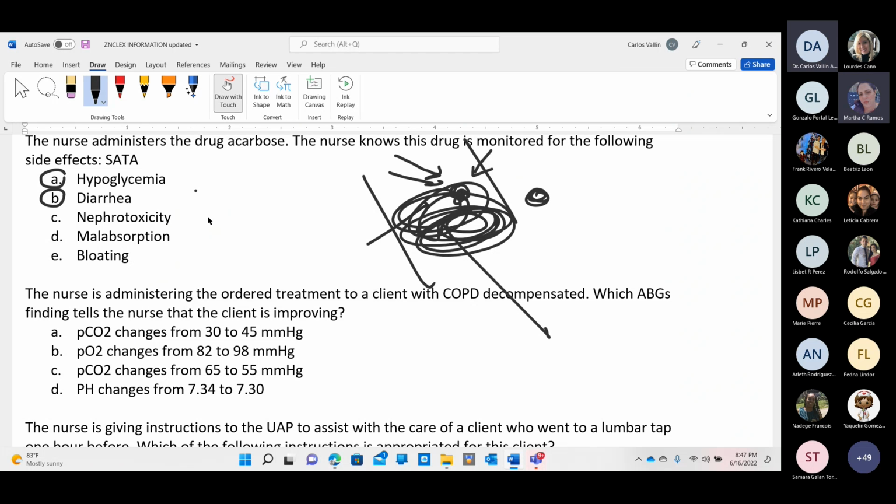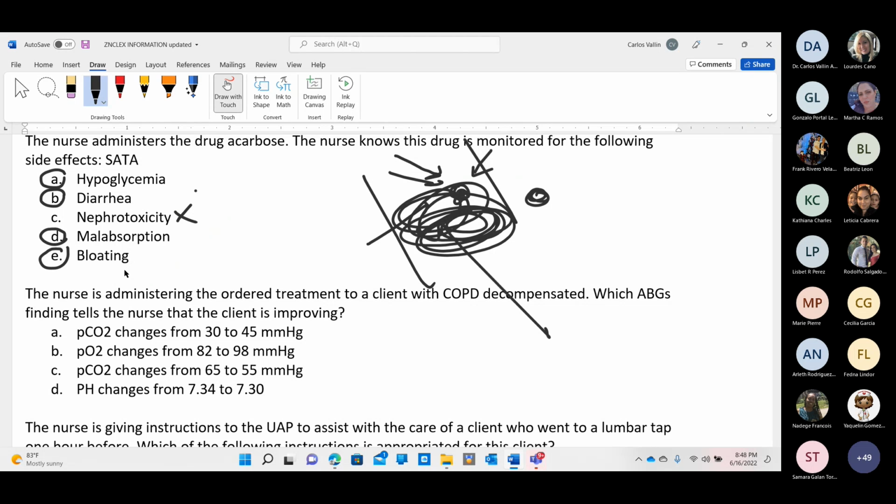Nephrotoxicity, no, it is a distractor. Malabsorption, yes, the mechanism of action of the medication is, on purpose, inducing malabsorption. Bloating, gas, yes. Of course, because you have a lot of gas produced there.